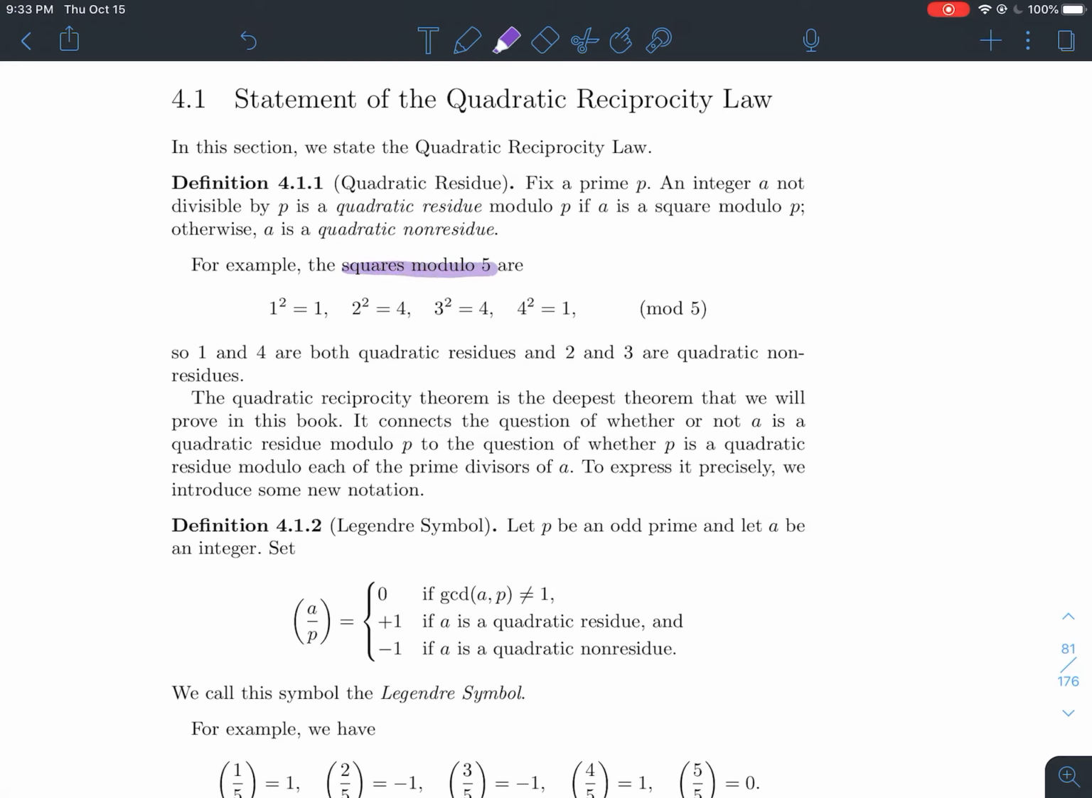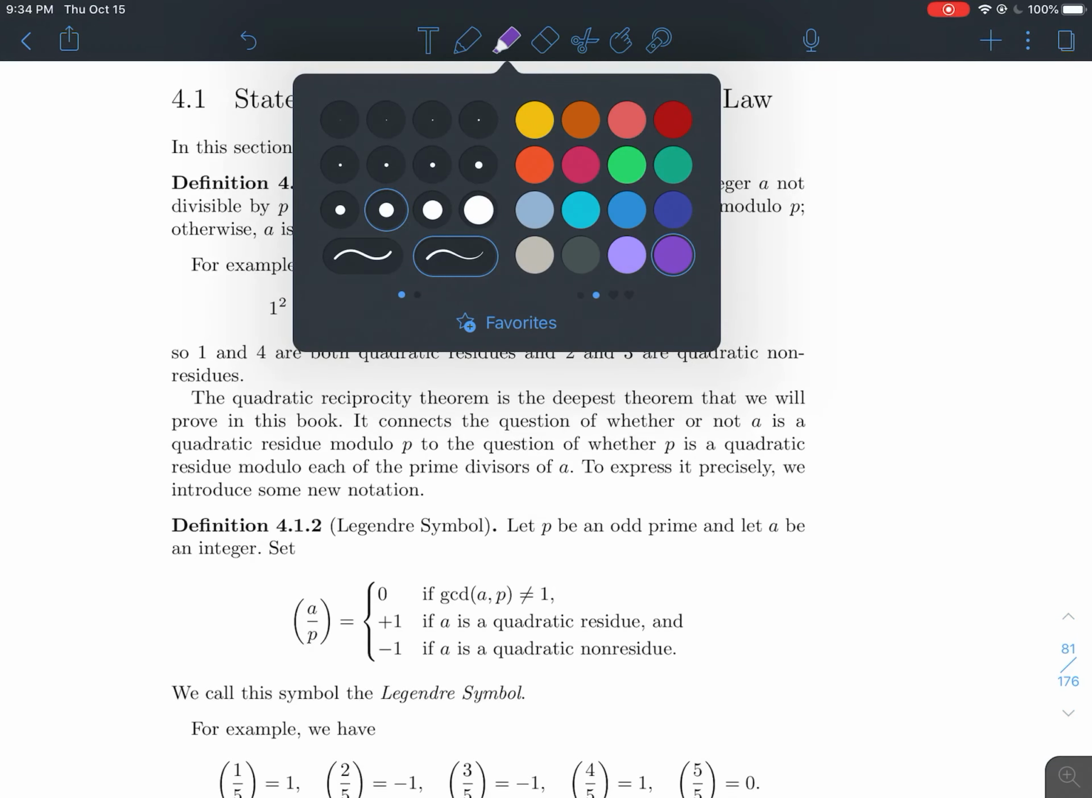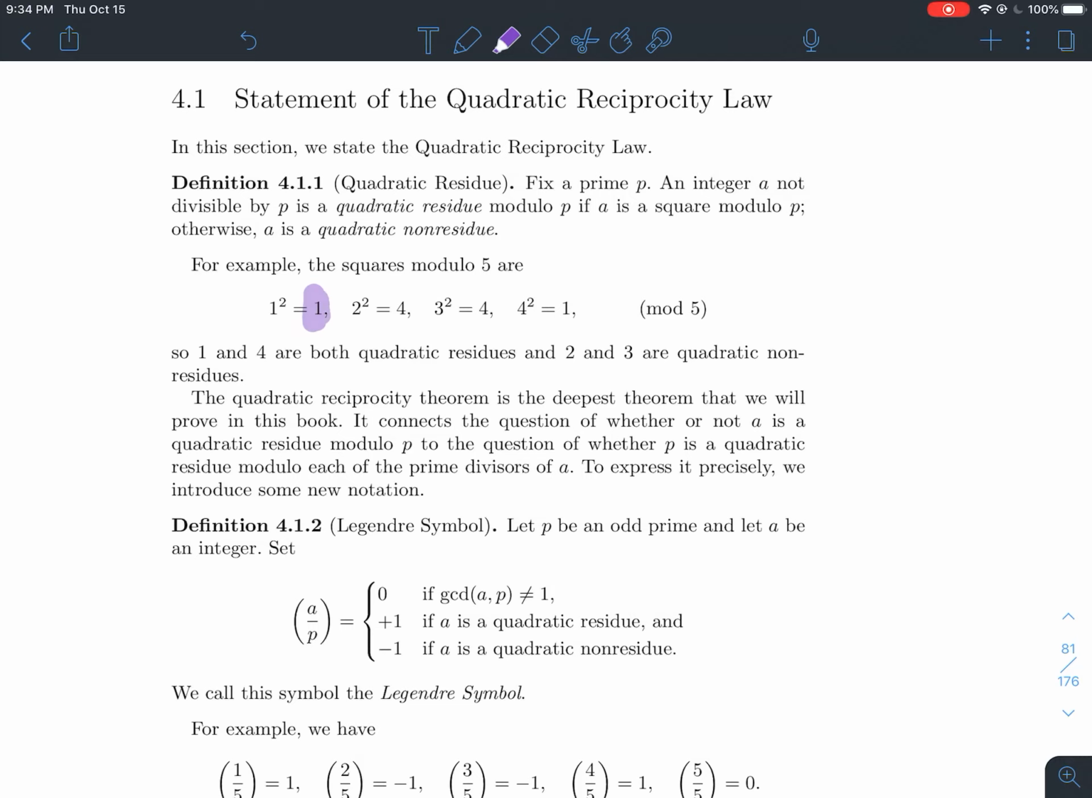Let's look at what the squares mod 5 are. When you square the elements of Z mod 5Z, or Z5, whatever you want to call it, what are the squares that I get? I start with 1, since I want to stick to integers that are not divisible by p, so 0 is not included. If I square 1, I get 1. So 1 is a quadratic residue mod p, because 1 occurs as a square.